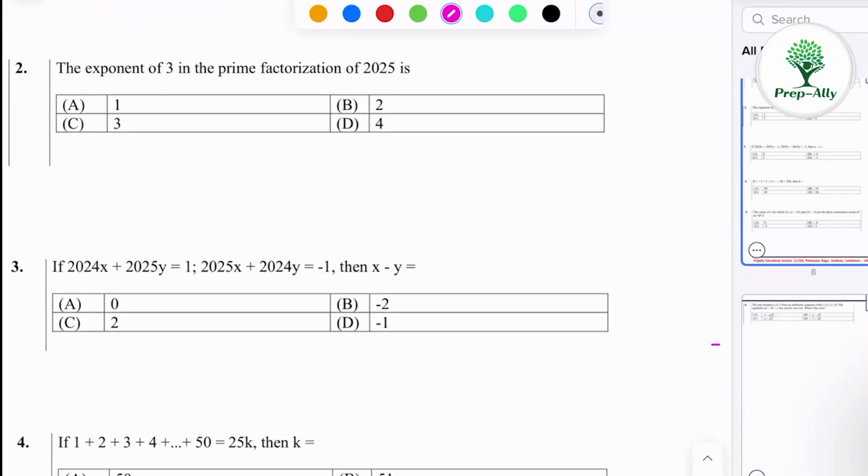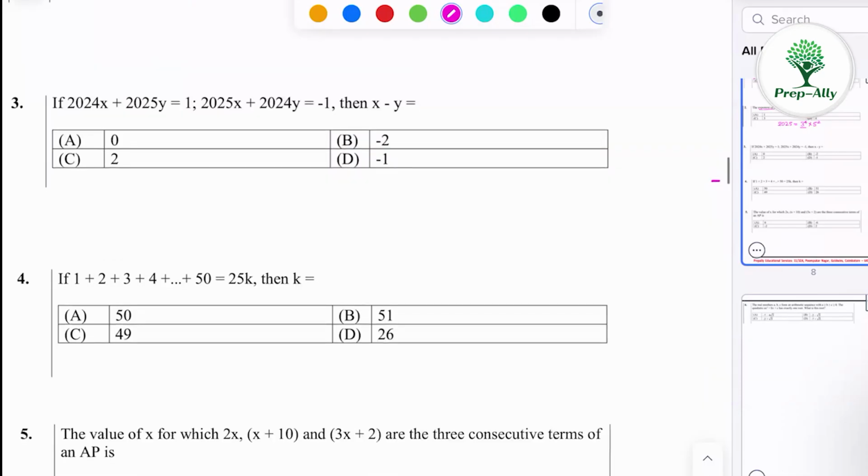Look at question number 2. We're asked the exponent of 3 in the prime factorization of 2025. So 2025 is equal to 3 power 4 into 5 squared. So the exponent of 3 in the prime factorization of 2025 is 4. So option D, 4.